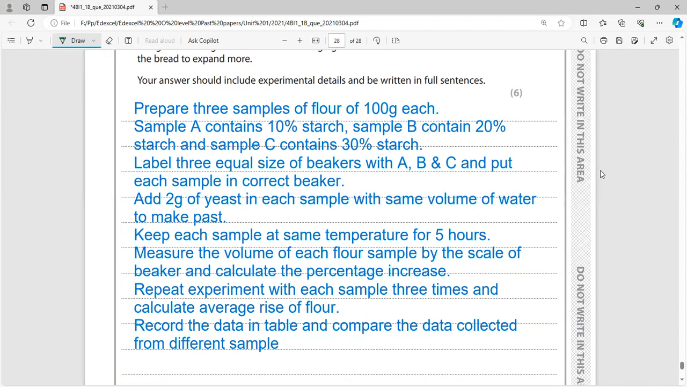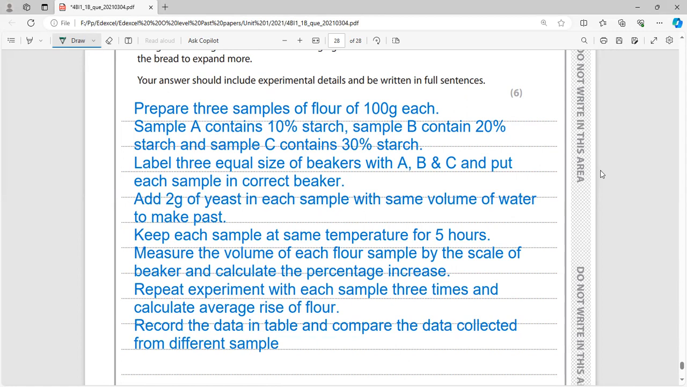So first step, we need to write: prepare 3 samples of flour of 100 grams each. Now you can see that the 3 samples contain the same mass of flour, or same amount of flour. So that's your 1 point. That's the changed variable. Now sample A contains 10% starch, sample B contains 20% starch, sample C contains 30% starch. So there are 2 points given here. First I'm giving the changed variable, and second, the amount of flour is the same.